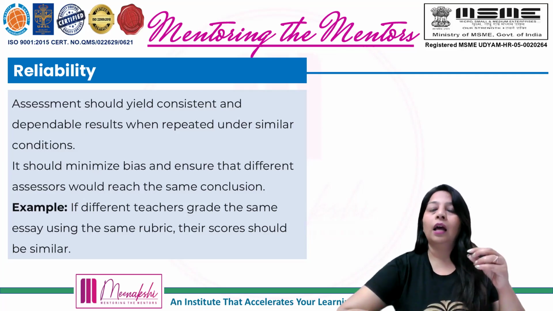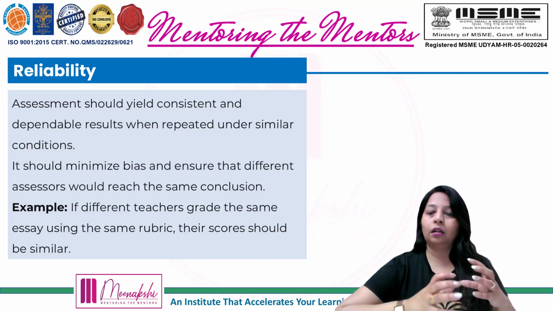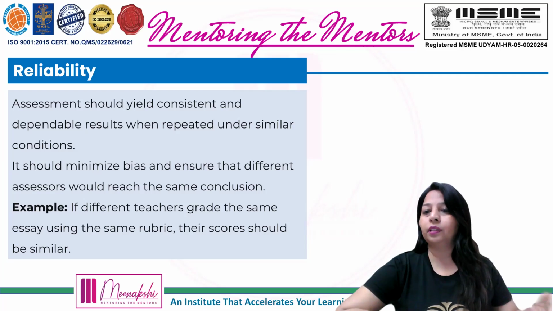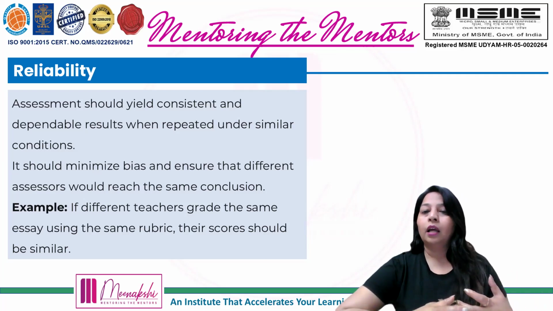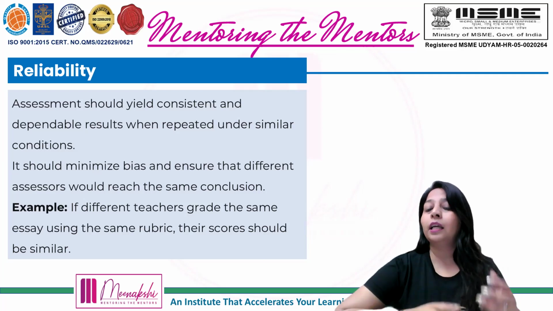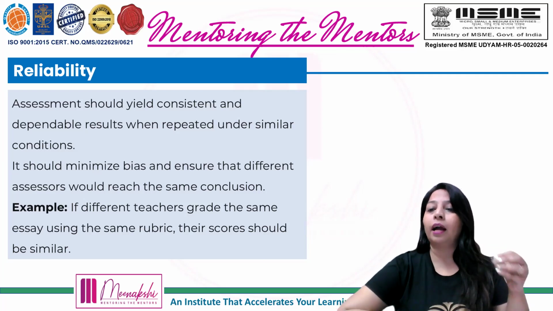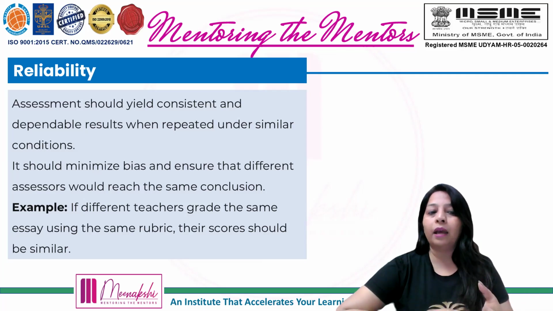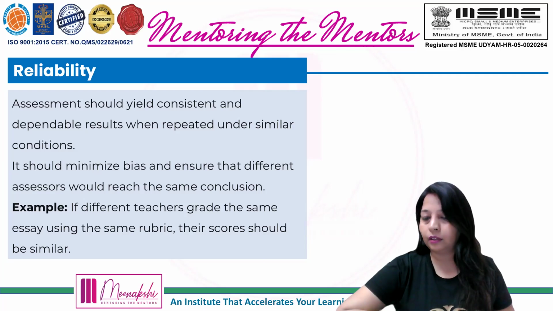Like, for example, assessment you are conducting in northern region, and then you are conducting in the southern region, or maybe in the eastern region, and based on different cultures and the backgrounds, it is giving different result. It should be free from all kind of biases. It should be reliable. If the different teachers grade the same essay using the same rubric, their score should be similar, right?